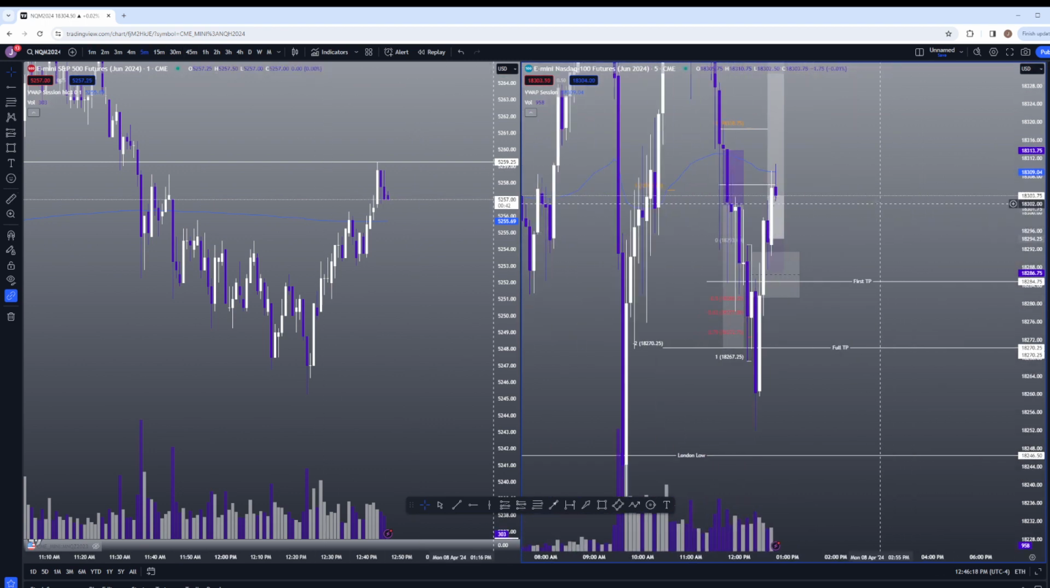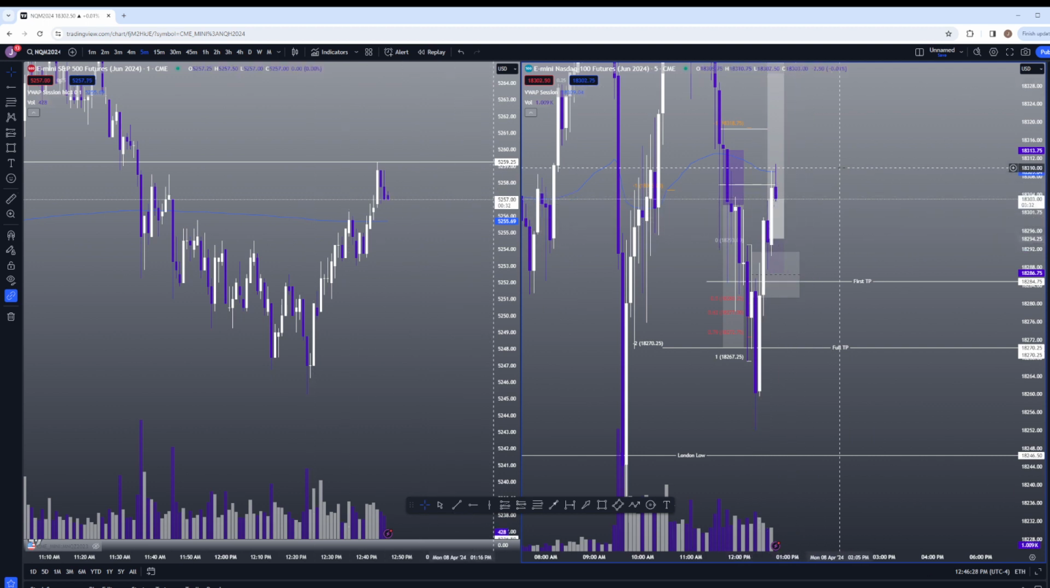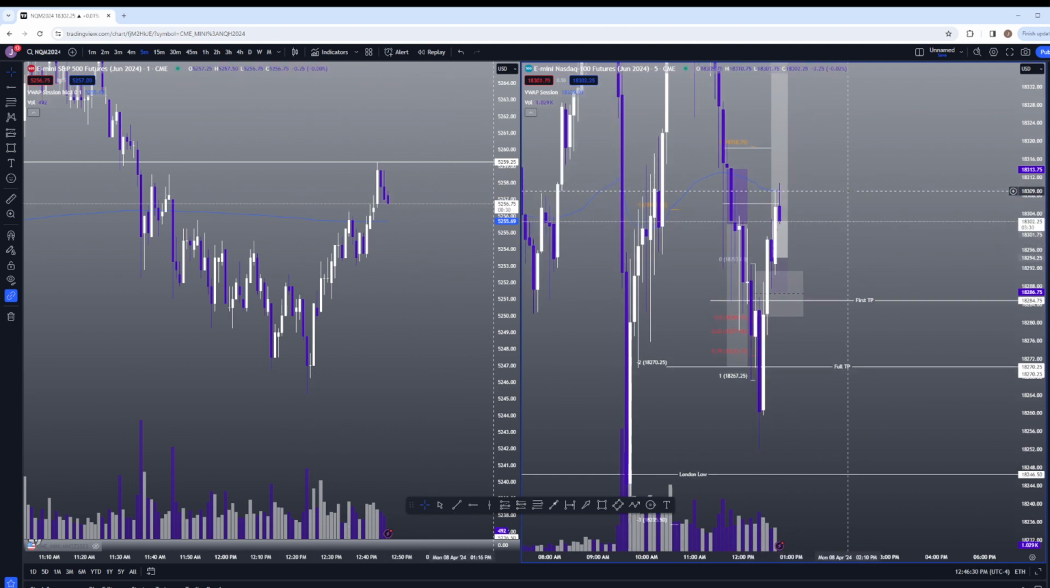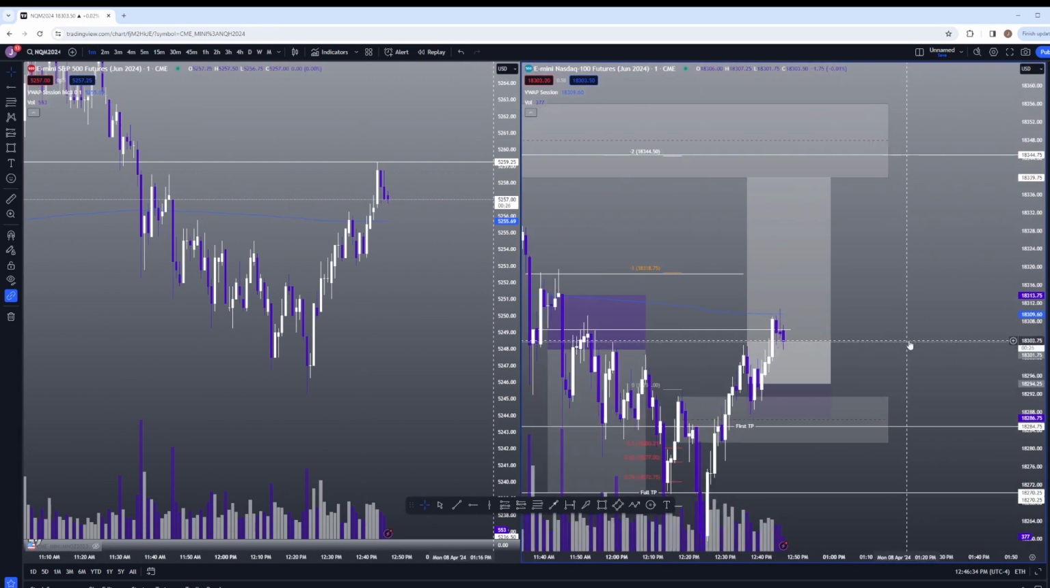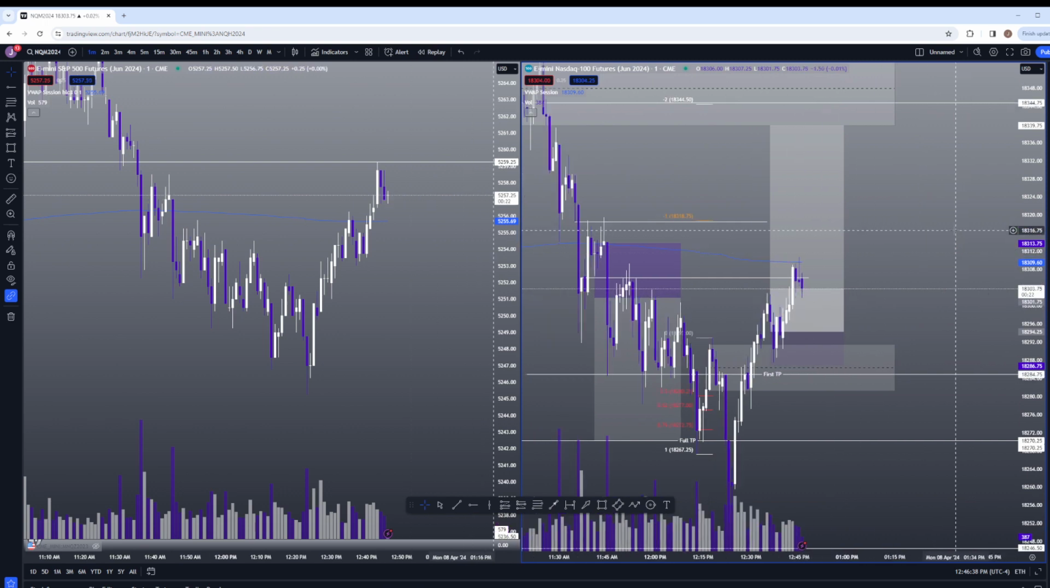But what I loved was our market structure shift on the 5-minute. And then look at this 5-minute order block we formed too. So again, even if we retrace, we could see us bounce from this 5-minute back up. So let's see if price comes back down and stops me out at break even, or if we see a bounce from that order block and we go up to hit a full TP.